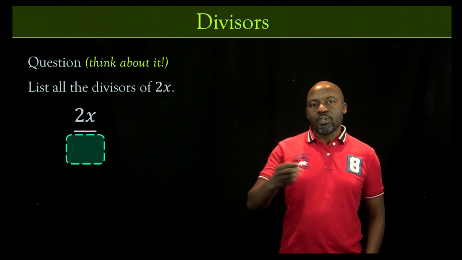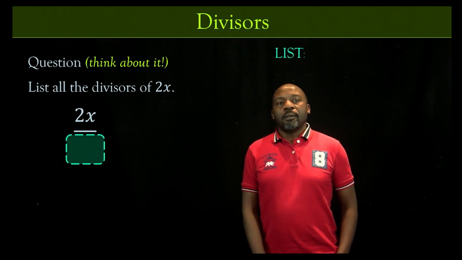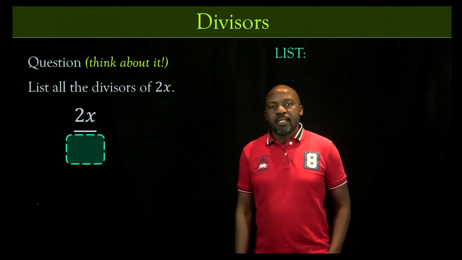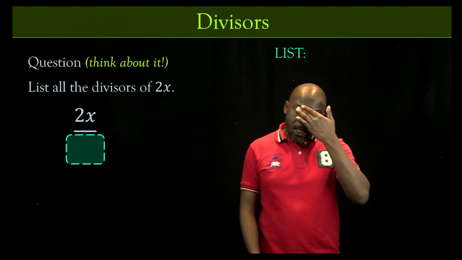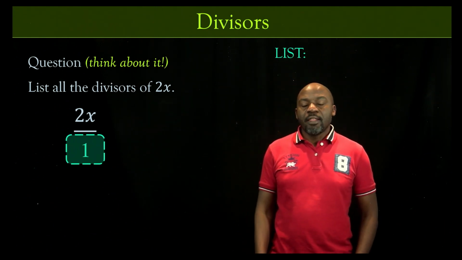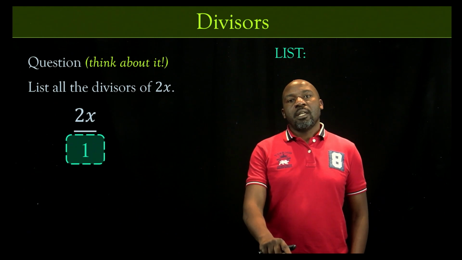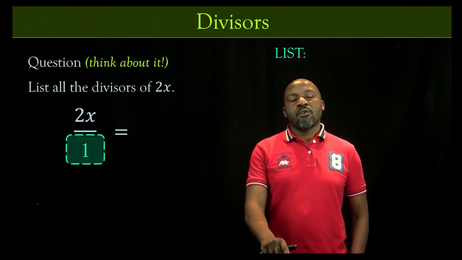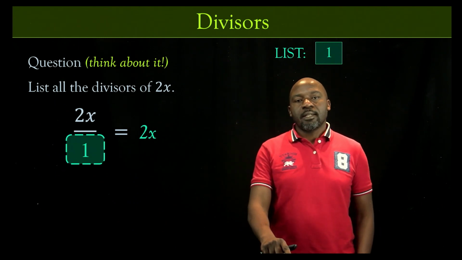positive integers, although we don't have to only divide by positive integers, right? That's going to be our list. So this is a bit kind of extended process. So does 1 go into 2x? And the answer is yes. 2x divided by 1 is 2x, and therefore 1 is a divisor of 2x.